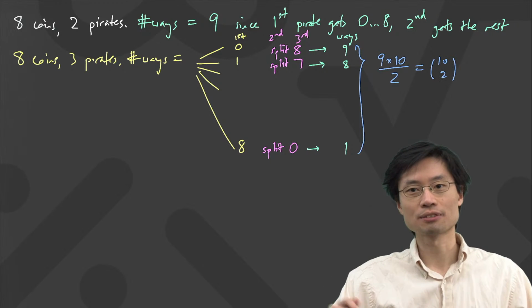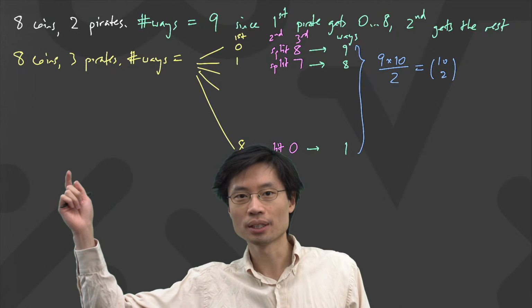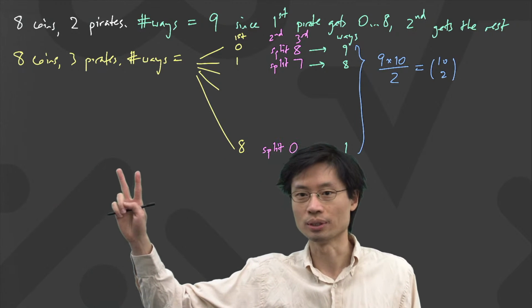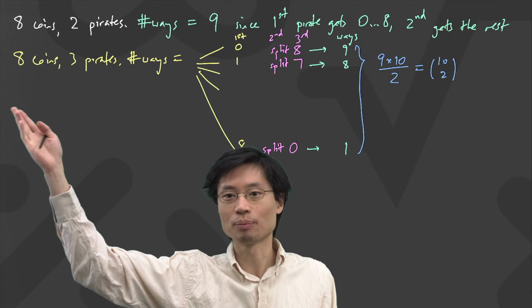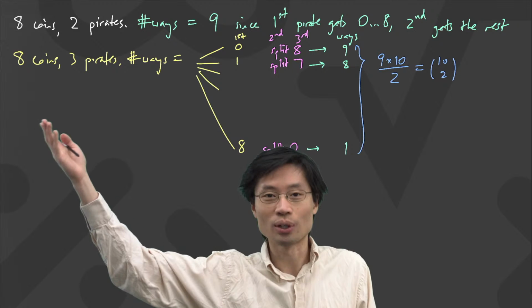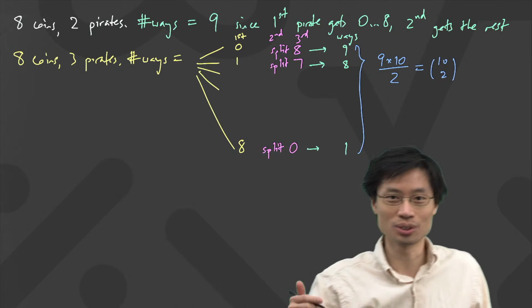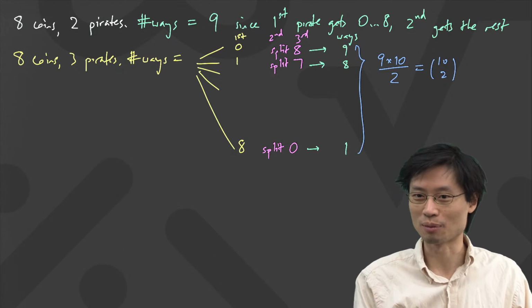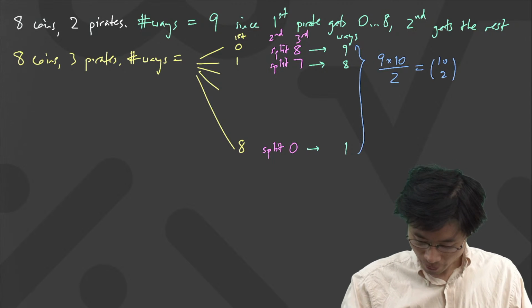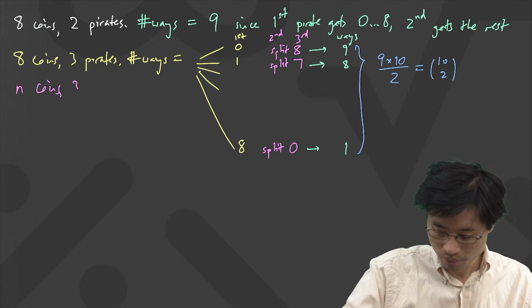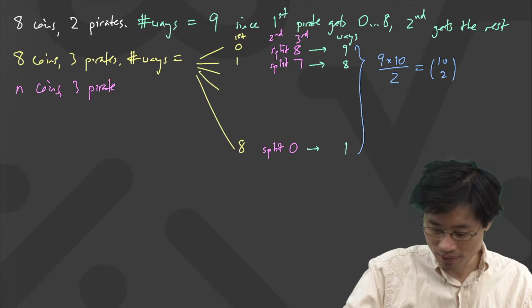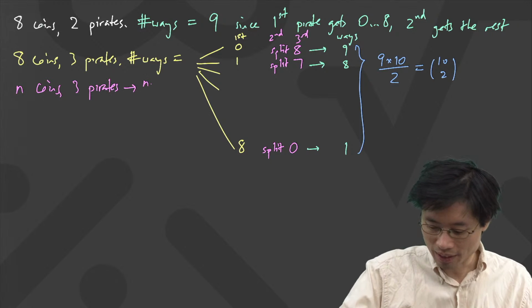So it looks like what we just found out is in general, I think it's n plus 2 choose 2, right? If the 8 becomes an n, it's like n coins, 3 pirates ends up being n plus 2 choose 2, which is actually consistent with what we've proven before. So in general, if this was n coins, 3 pirates, that's going to give me n plus 2 choose 2 ways.